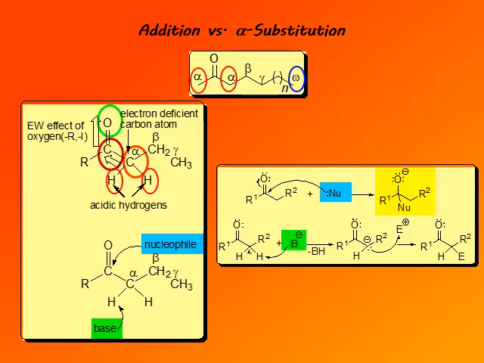On the other hand, base deprotonates alpha carbon, and that results in formation of enolate anion. Enolate anion is a nucleophile and reacts with an electrophile to give the final product. So the overall reaction is replacement of a proton by an electrophile, and that means a substitution. And since it occurs on alpha carbon, it's called alpha substitution.